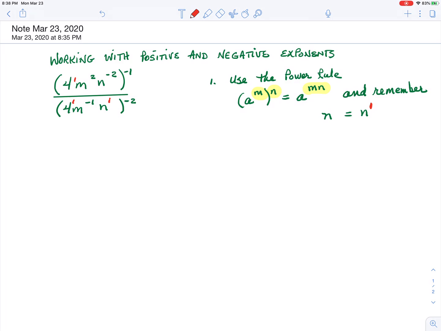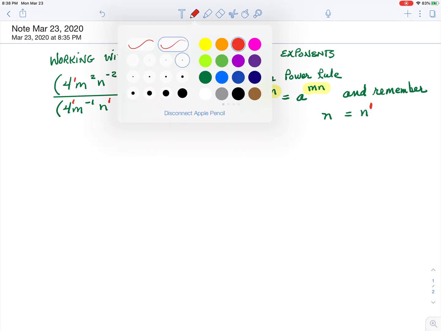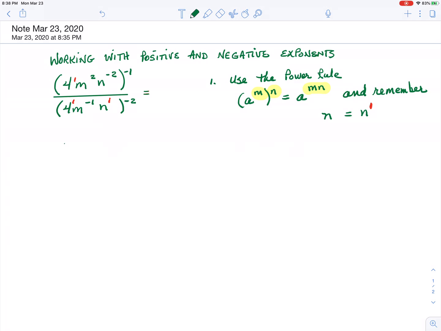So you're going to see me coming through here, writing down the base, and then taking whatever the exponent is and multiplying it by the exponent on the outside of the parentheses. And so you can see those three multiplications that occurred there. Let's do the same thing here. Okay, so that takes care of using the power rule where you have an exponent on the inside of the parentheses raised to another exponent on the outside of the parentheses.